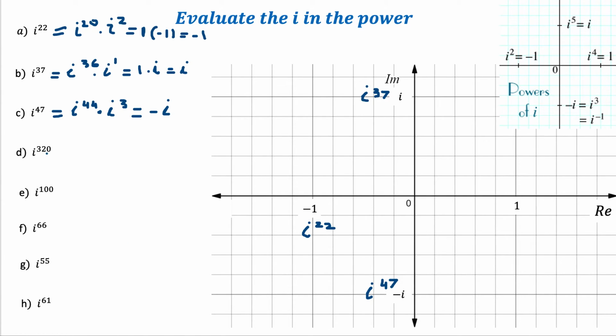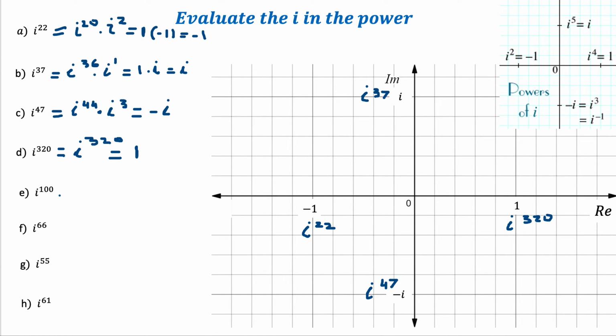And now we are looking for i to the 320. I to the 320 is divisible, so we don't have to go any further, because if we divide 320 by 4, it's going to be 80. So this is divisible by 4. Therefore, this is equal to 1, and we don't have to do any further work. And here I am writing i to the exponent 320. So it's right here.